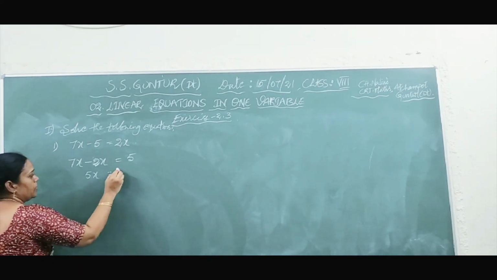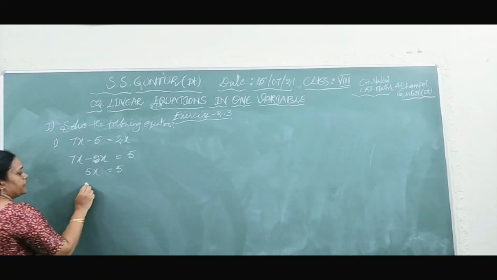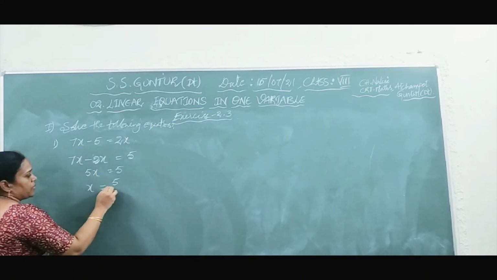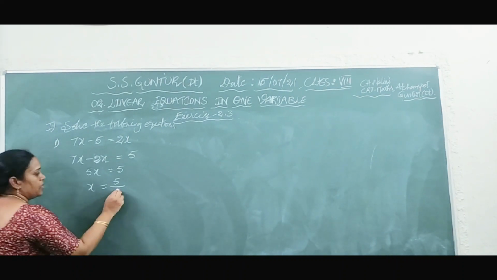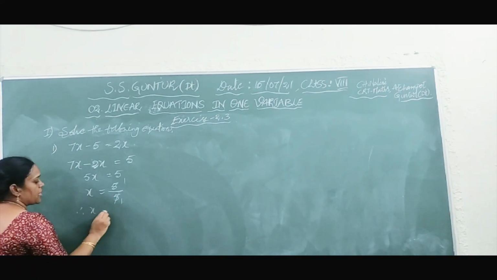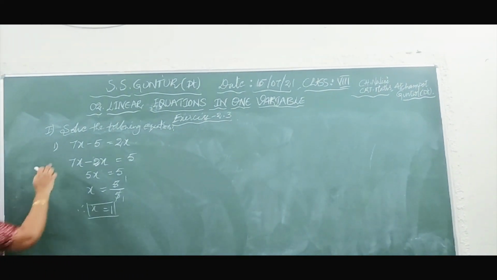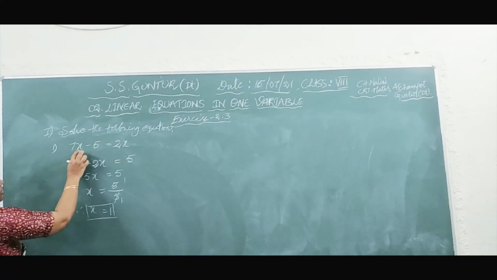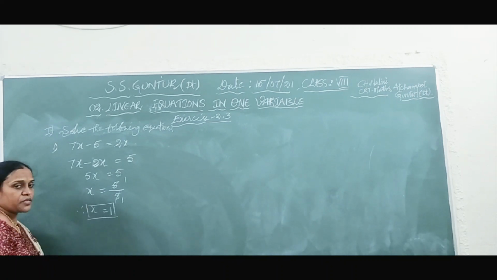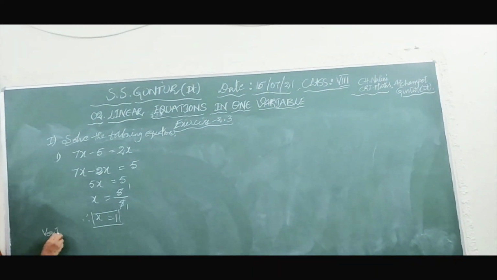Now we find the value of x. Transposing the 5 to this side, x is equal to 5 divided by 5. Five ones are 5, so x is equal to 1. This is the value of x. Now you have to substitute this x value in the equation, so that the RHS and LHS must be equal. Now you have to verify your answer.